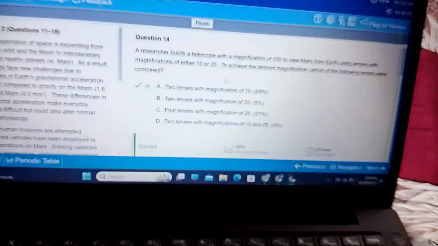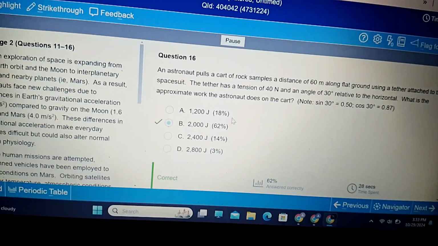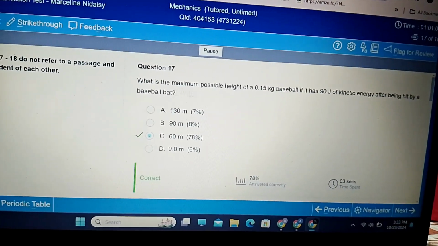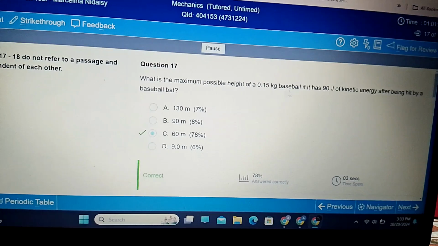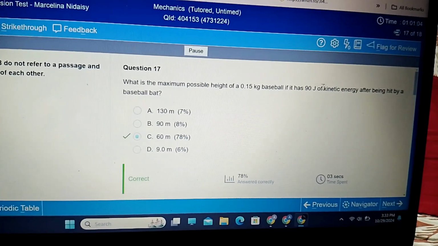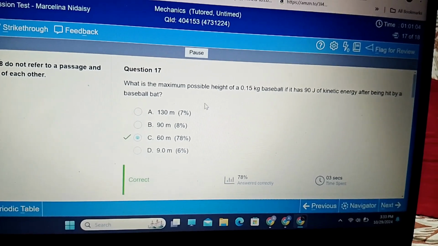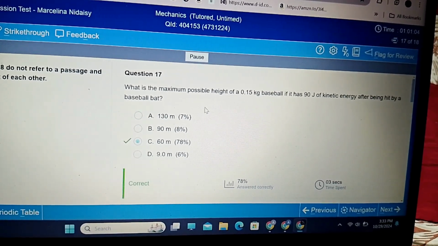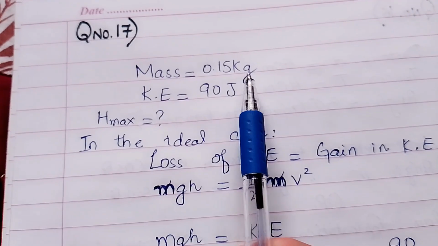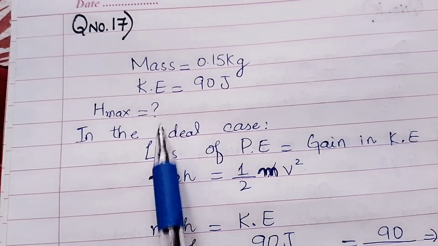So we just marked it as 2000 joule. Our next question is, what is the maximum possible height of a 0.15 kilogram baseball if it has 90 joule of kinetic energy after being hit by the baseball bat, sorry. So mass is given, that is 0.15 kg, kinetic energy is 90 joule, and maximum height we need to calculate.